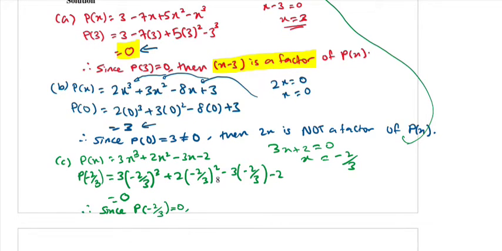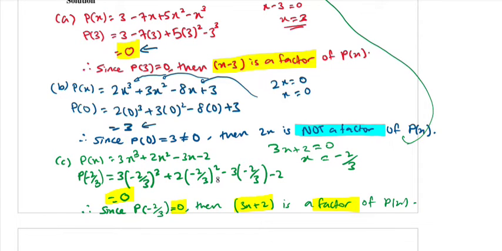Remember to write your conclusion. Since P of negative 2 over 3 is equal to 0, then 3x plus 2 is a factor of polynomial P(x). Why is it a factor of P(x)? Because the remainder is equal to 0. Whenever the remainder is equal to 0, then it is a factor of P(x). Look at B. Why is it not a factor of P(x)? Because the remainder is not equal to 0. That's why it's not a factor of P(x).